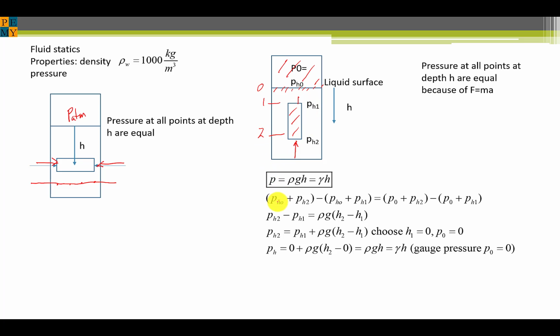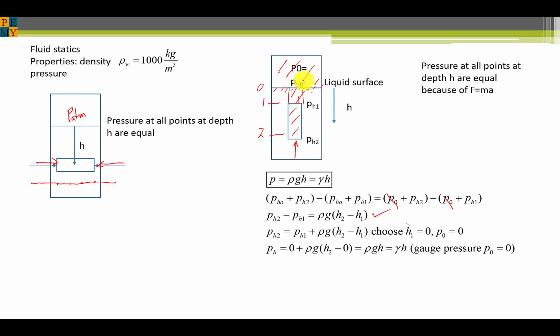If we take the difference of, say, P0, the surface pressure, plus P2, that's the total pressure at point 2. We subtract off the total pressure at point 1, you can see that the P0s, the gas pressure above, cancel out, and you're left with P2 minus P1 is equal to rho g times the height difference. That makes sense.